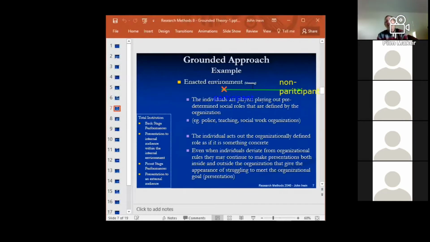So you get this enacted environment. The enacted environment is a different place. It's where I adopt the role, and it's like the role is real. I'm not thinking about what I'm doing and trying to look good. I've actually taken it in. Police do this. They're the authority they carry sometimes. Teachers with authority are a big part of this.